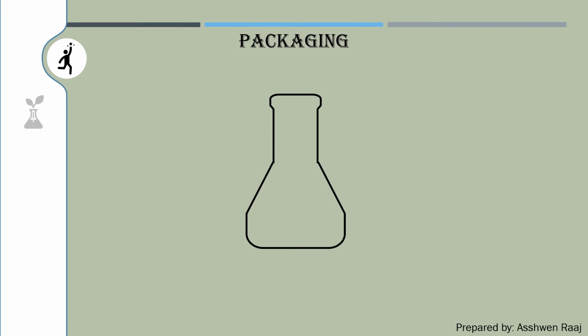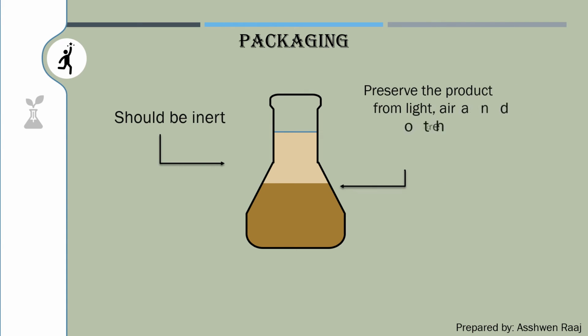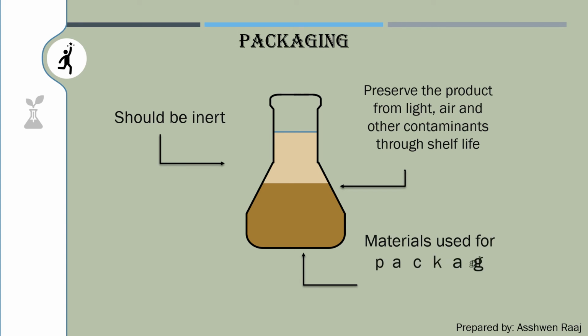Packaging. The packaging of a suspension should usually be inert. The packaging should preserve the product from light, air, and other contaminants throughout its shelf life. The materials used for packaging are usually glass or plastic.